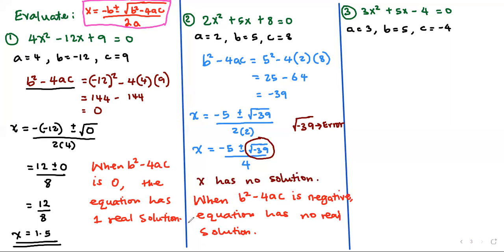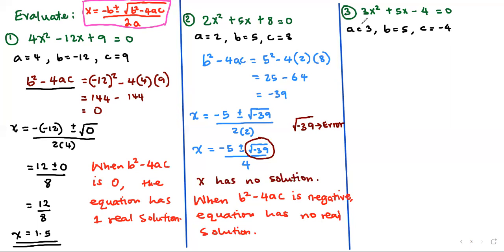Okay, so when I give you homework, you will find that some equations have no solution. But to avoid wasting time, you need to first get b squared minus 4ac, and you will know whether the equation has a solution or has no solution. And if it has a solution, how many solutions? Is it one or are there two? So it's a very important part of solving quadratic equations.